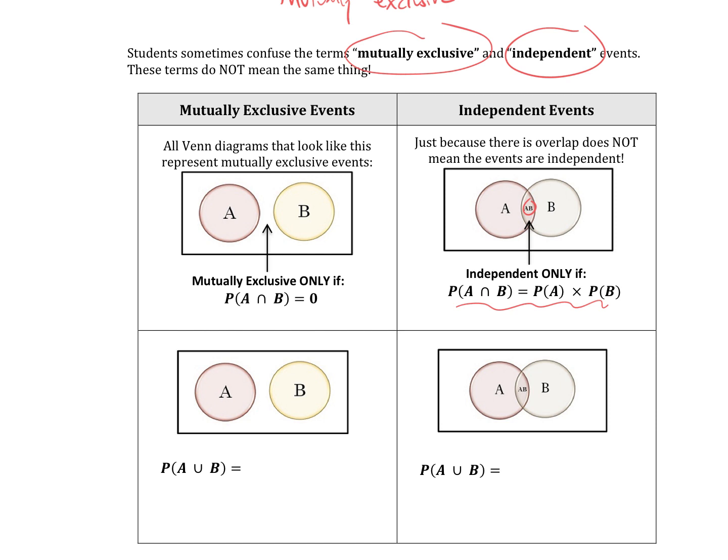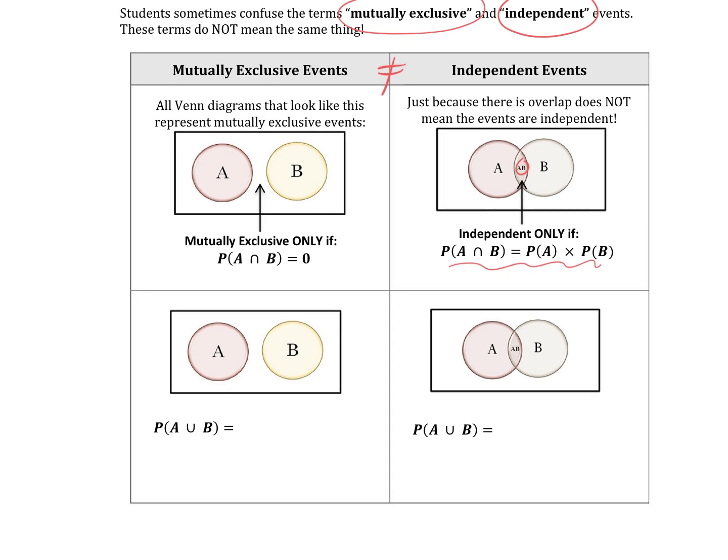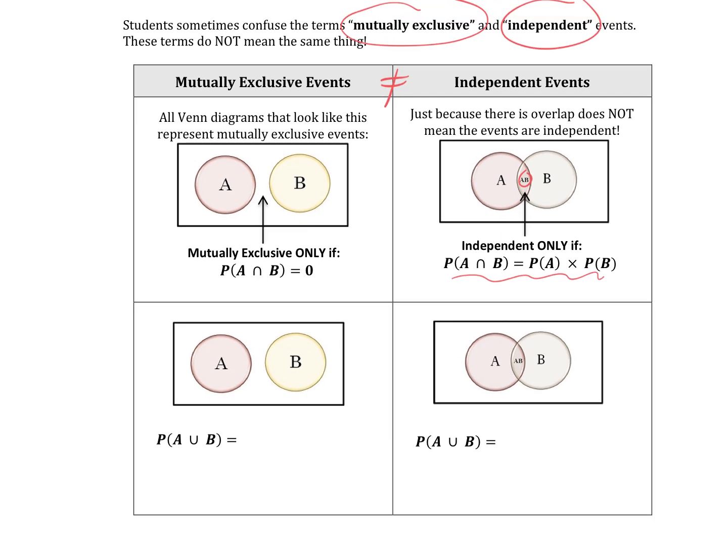But these do not mean the same thing at all. In fact, if events are mutually exclusive, they cannot be independent. So what I say in AP Stats is mutually exclusive and independent are mutually exclusive. Think about that. Okay, anyway, what if mutually exclusive events are happening?